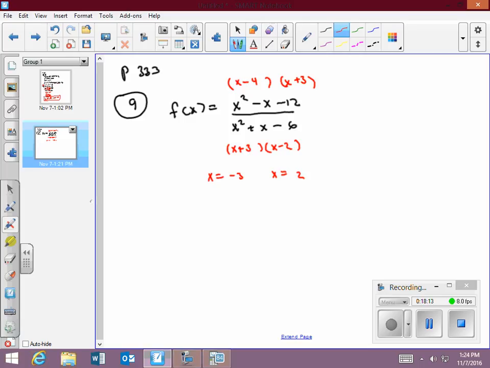Okay, Savannah says -3 is a hole. Does everyone agree it's a hole? You see why? Because the factor x plus 3 is in the numerator and x plus 3 is in the denominator. That makes it a hole. And x equal to 2 is a vertical asymptote. Okay.